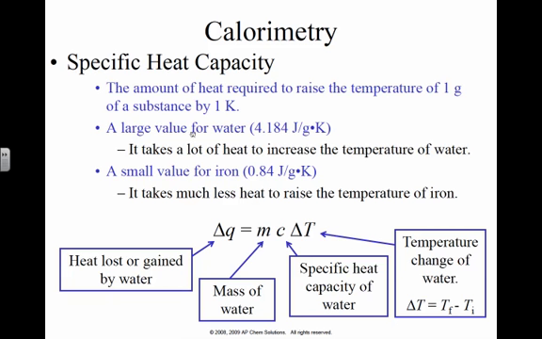Okay? The specific heat for water is 4.184. That's a large number, which means it takes a lot of heat to increase the temperature of water. Iron specific heat is 0.84, which means it doesn't take as much heat to raise the temperature of iron.